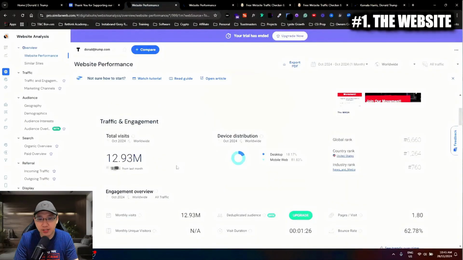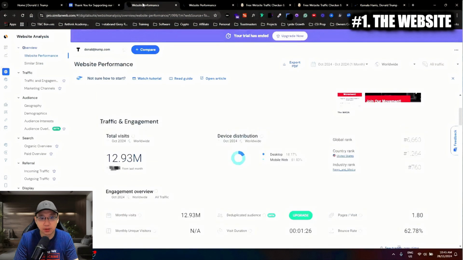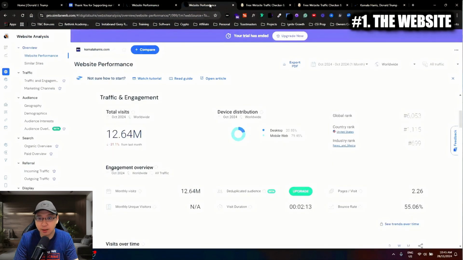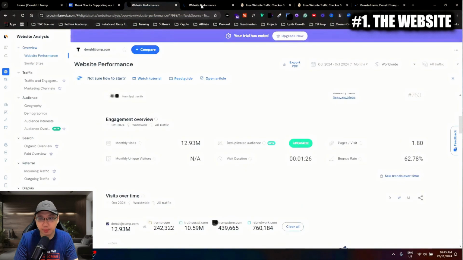November we still haven't had the data yet, but November is the important month, right? A few weeks before the election. So you can see that the total visits is 12.93 million. Let's compare with Kamala so that we can do a side-by-side comparison. And you can see Kamala has 12.64 million, which is actually less compared to Donald Trump. But in terms of global ranking, Kamala's website is actually even higher than Donald Trump's. Donald Trump did have a big spike during October. But you can see that the engagement is not good. The bounce rate is 55.06.